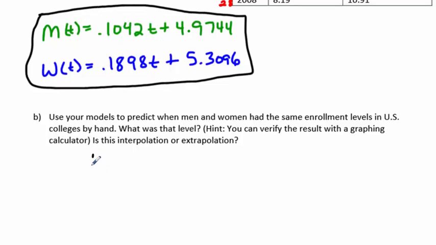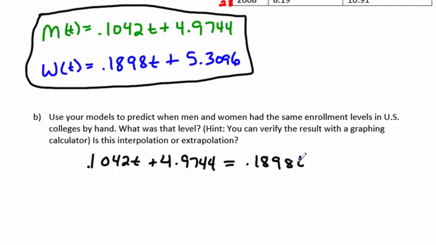So we're going to be looking at 0.1042 t plus 4.9744 equals 0.1898 t plus 5.3096. To solve by hand, I would move one of the t's to the other side, move one of the numbers to the other side, etc. to solve for t, then make sure that you plug it back in for the t value to find what m and w are equal to. Now I can also solve this using my calculator, so we're going to use this option this time since we didn't check on the last one.